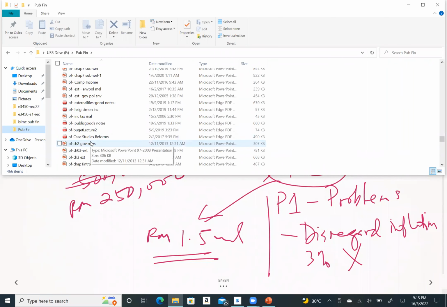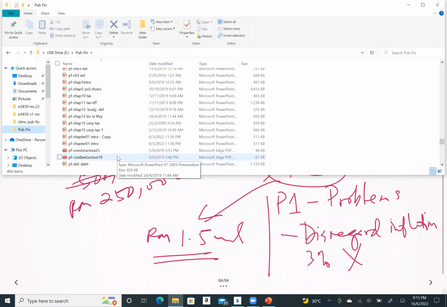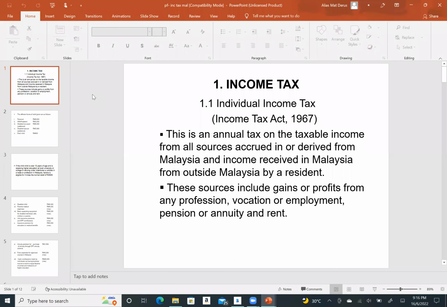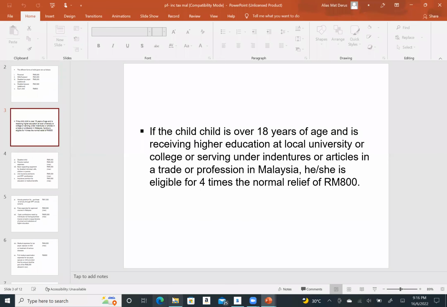So let me see. I have it here. I thought I did chapter 14. Chapter number 15. Chapter number... income tax theory. I don't have it. Oh, this one, just a moment, income tax. This is income tax Malaysia.